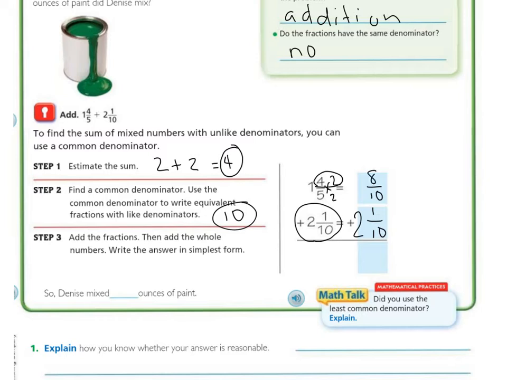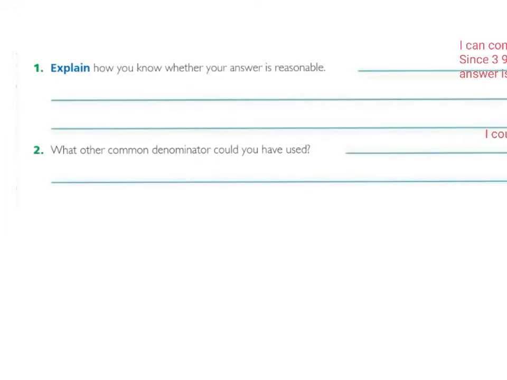4 times 2 is 8, 5 times 2 is 10, and I have my whole number 1 that I'm going to bring over. So now I have 1 8/10 plus 2 1/10. 8 plus 1 is 9, so that's going to be 9/10, and 2 plus 1 is 3. So my answer is 3 9/10. So Denise mixes 3 9/10 ounces of paint.